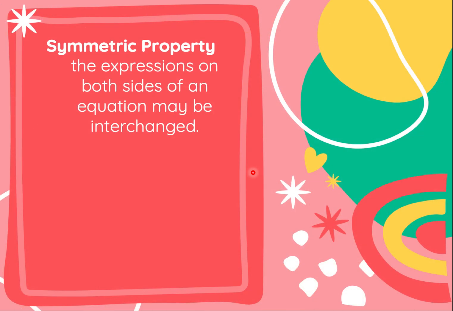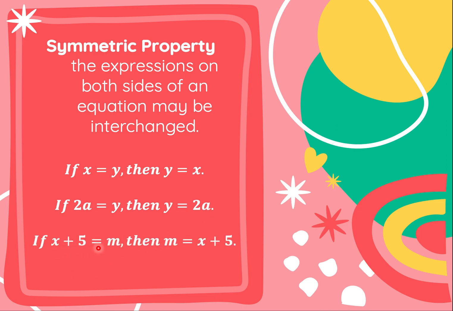The next one is what we call the symmetric property. The expressions on both sides of the equation may be interchanged. When we say interchange, what is on the right side will be on the left side and what is on the left side will be on the right side. For example, if x is equal to y, then y is equal to x. We just simply interchange the one on the left and the one on the right side. Another one, if 2a is equal to y, then y is equal to 2a. And the last one, if x plus 5 is equal to m, then m is equal to x plus 5.